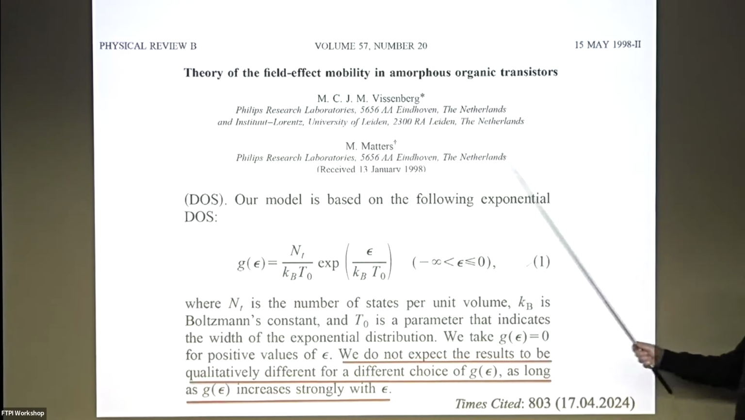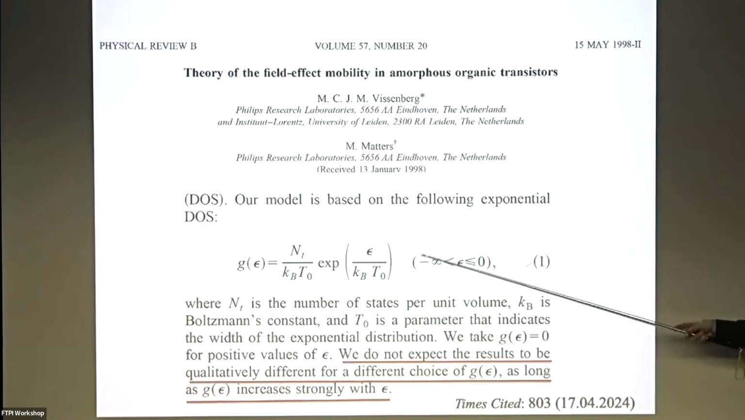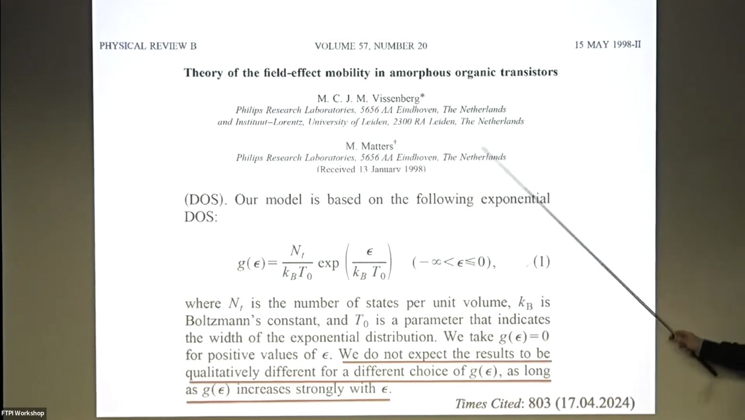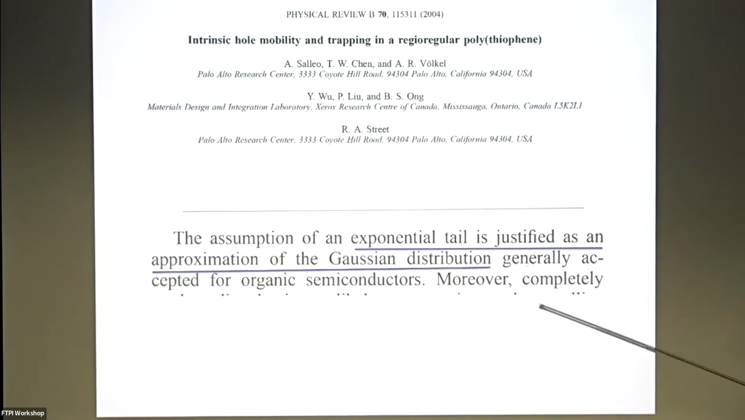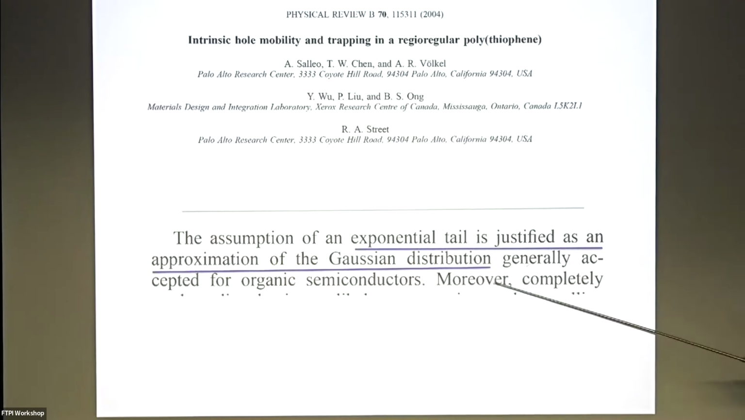If people make analytical theory, they usually choose exponential density of states. This is a wonderful paper, percolation theory for the exponential density of states. Well cited, everything fine. But the authors were wonderful; they do not expect anything different if the density of states is not exponential, but steep with some other functional form. I show you now that this is not true. So the exponential tail is justified, presumably, as an approximation for the Gaussian distribution, generally accepted for organic semiconductors.